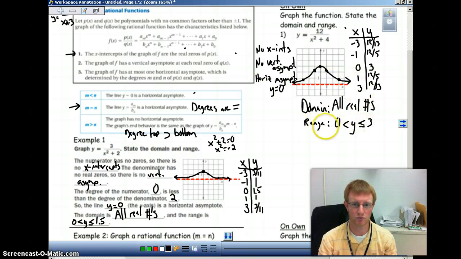And our range, which is different, it's our y values. Our y values start at 0. They cannot equal 0, so it's just less than. And it goes all the way up to 3, and it can be 3, so that's why it's less than or equal to 3. So the range is 0 is less than y, which is less than or equal to 3. In other words, y is in between 0 and 3. It can equal 3, it cannot equal 0.